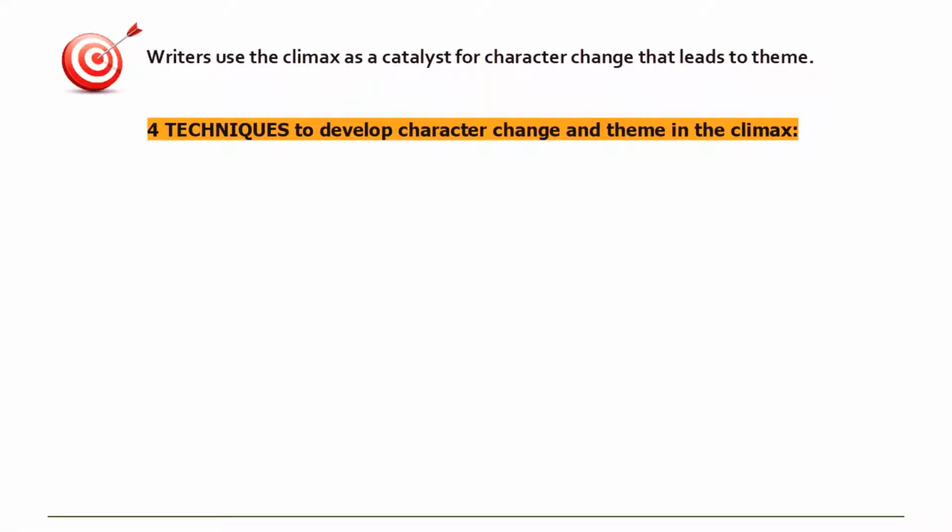Writers often use the climax of the story, and then also the following action and the resolution, to lead to some kind of character change, and usually that character change teaches the reader some kind of theme. I want to teach you today 4 different techniques to develop character change and theme in the climax and really throughout the story.